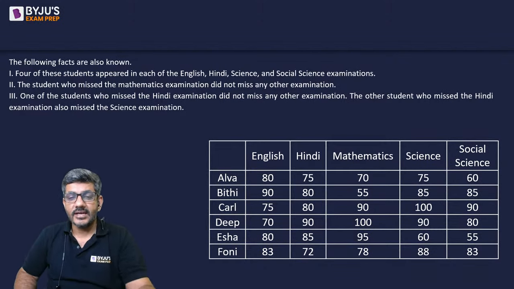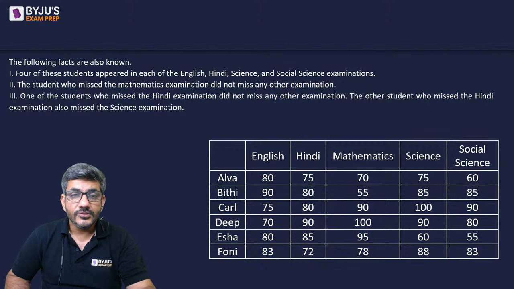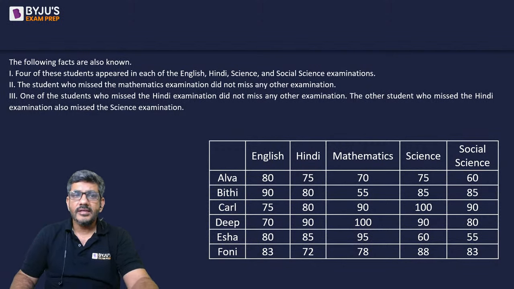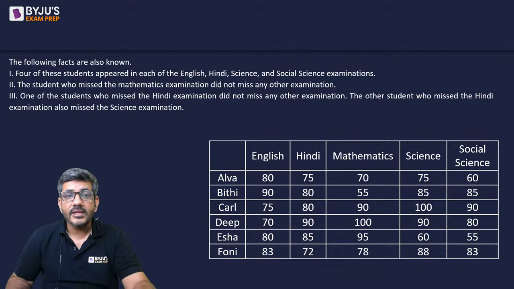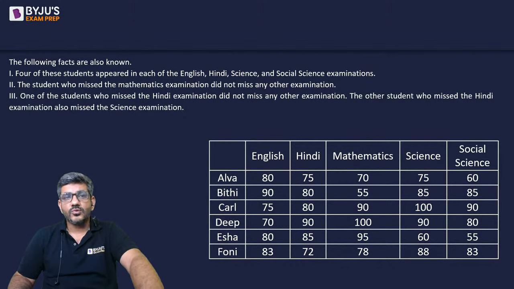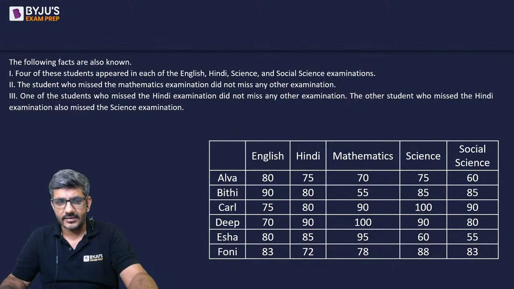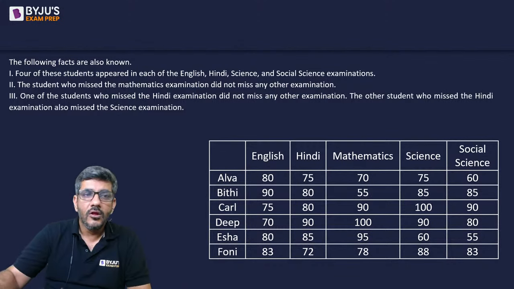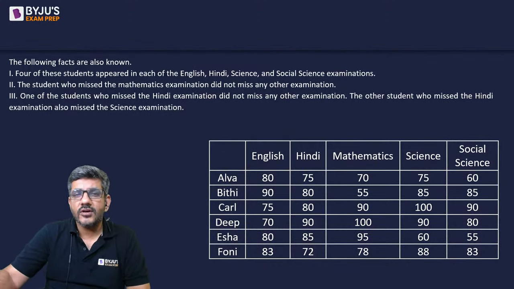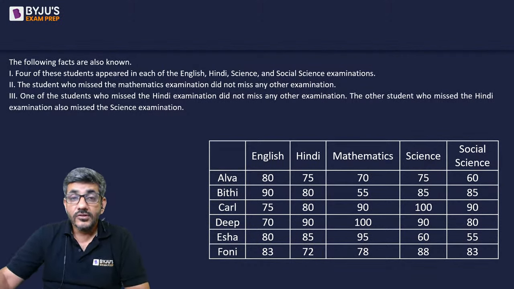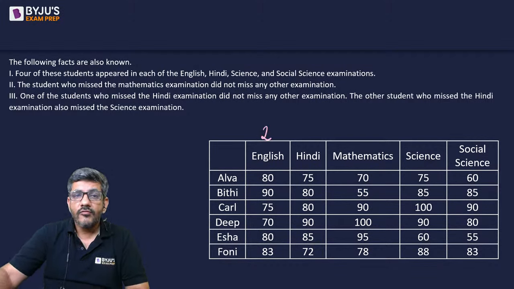Okay, let me write it directly here and start doing this. So you see the data on your screen now. The scores of these people are given to us. He says 4 of these students appeared in each of English, Hindi, Science and Social Science examinations. The student who missed the mathematics examination did not miss any other examination, and other information is there. Let's move ahead. 4 of these students appeared in each of English, Hindi, Science and Social Science examinations. So 4 of them missed English. So can I say 2 of them appeared for English? 4 of them missed Hindi.